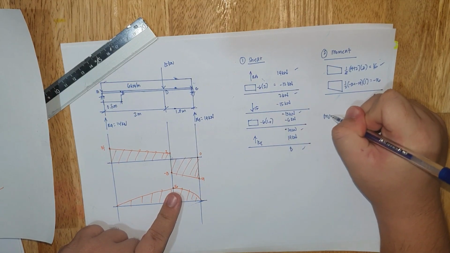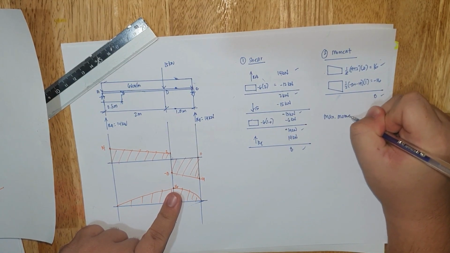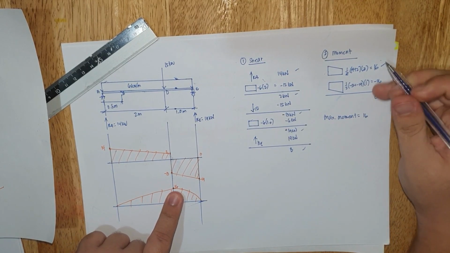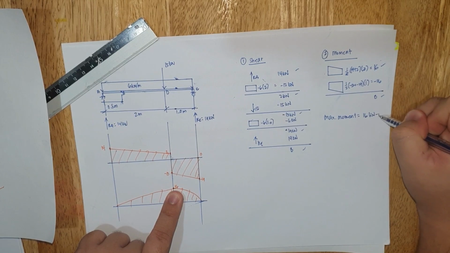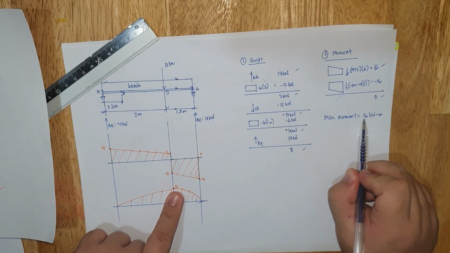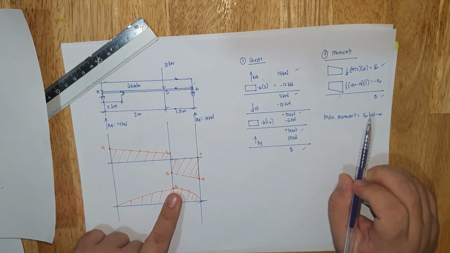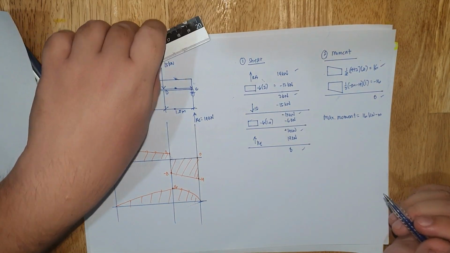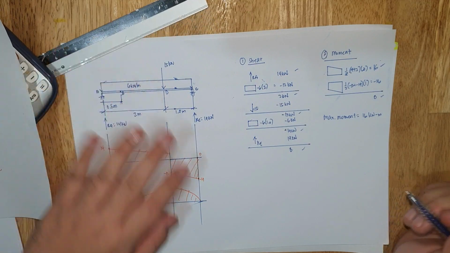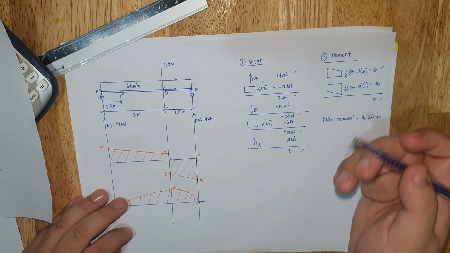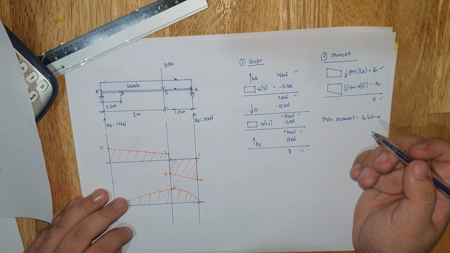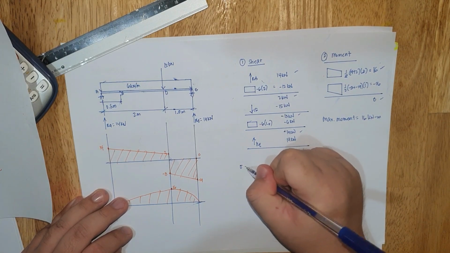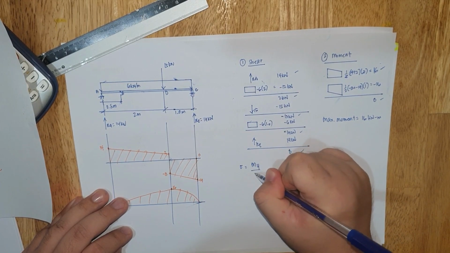Okay, so max moment is equals to 16. Unit natin dito is kilonewton meter. Kita nyo, positive yung moment. Okay, so kunin natin yung stress. So sa stress, kailangan again formula natin is stress is equals to My over I.